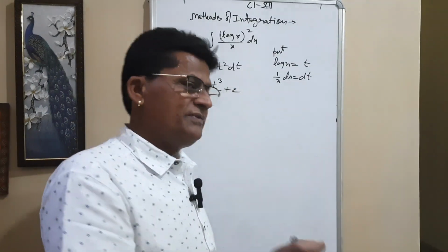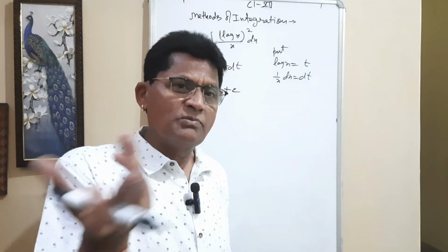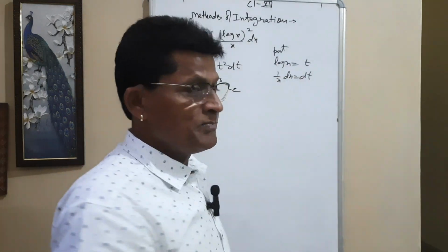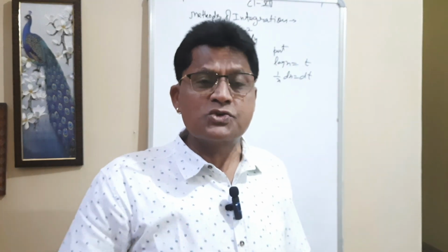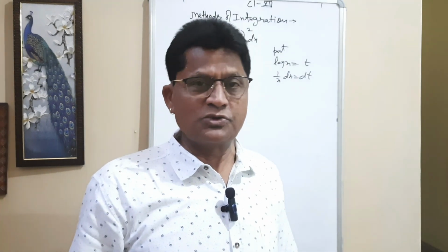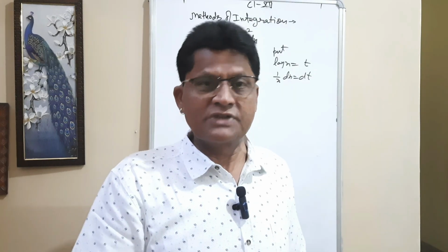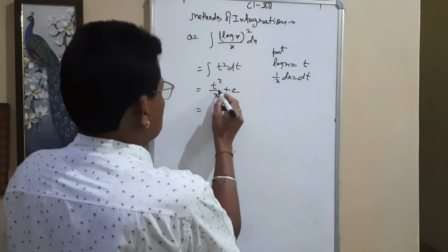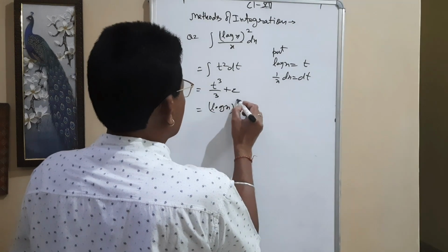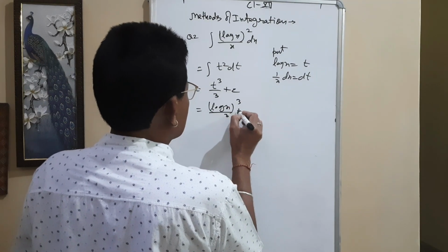Okay, but the integration we will write the answer in the form of what variable? X variable. We have just assumed it equal to t to make it easy. Substitution means to make easy the steps of the solution. That is the meaning of substitution. Okay, now you use what? Log x to the power 3 upon 3 plus c.